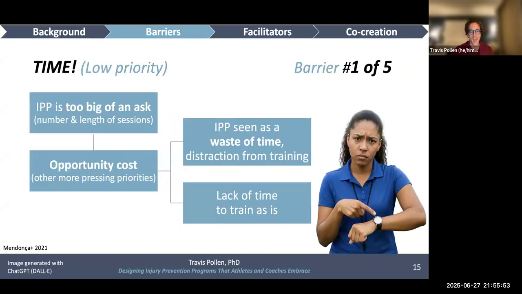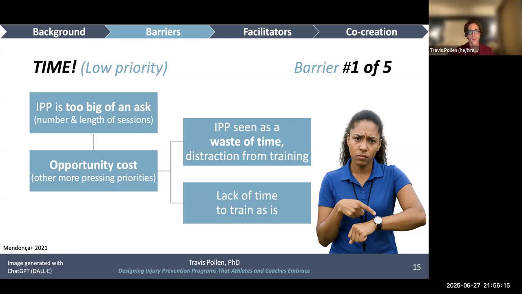So when we talk to athletes and coaches about this, they say that the injury prevention program is just too big of an ask. We're asking them to do too many sessions, too many times a week, and the sessions are too long. They feel like it's a waste of time and just a distraction from their training, especially when you consider that they already feel like they don't have enough time to train as is.